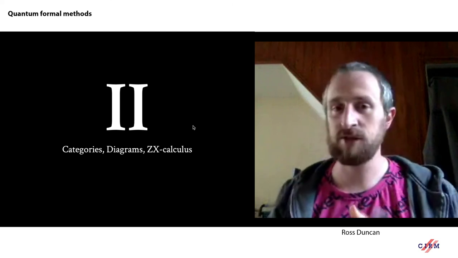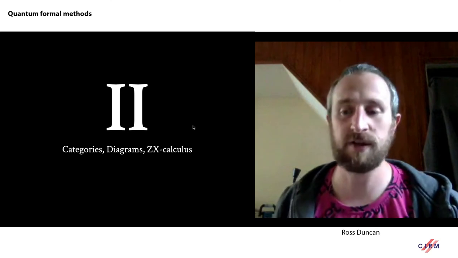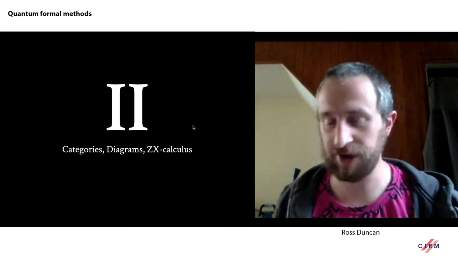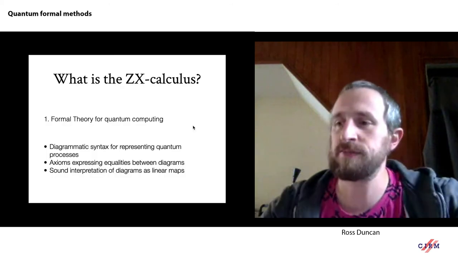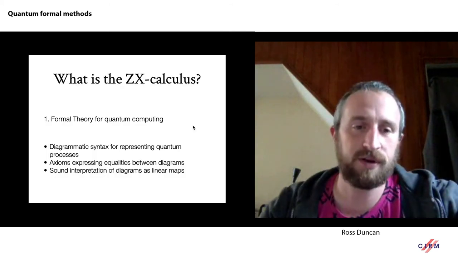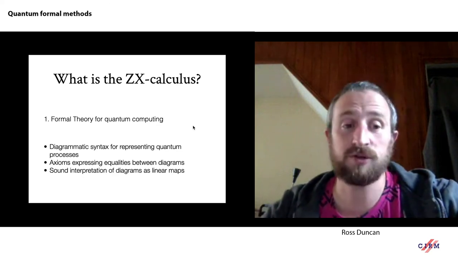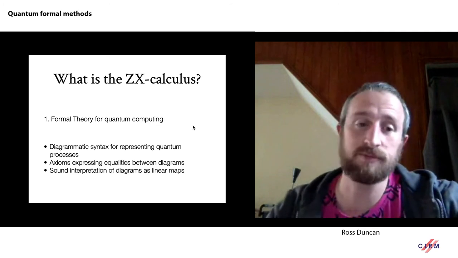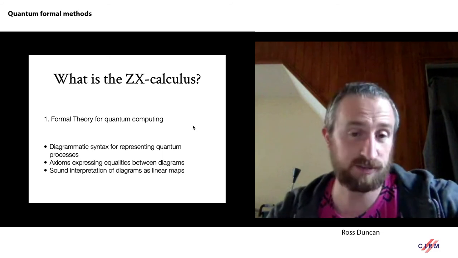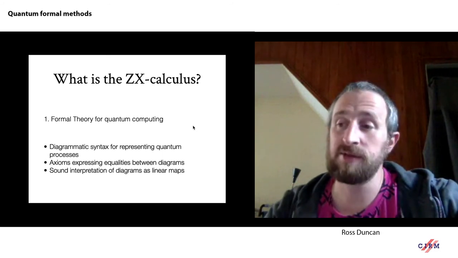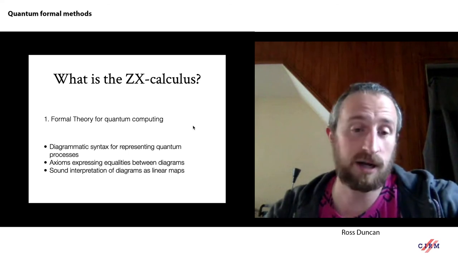So before we get into it too much, I want to start off at a very high level, giving some different perspectives on what it is before I actually tell you what it is. In the first instance, it's a formal theory of quantum computing, which means we've got a formal syntax, which is all diagrams. Every diagram represents a quantum process. I have axioms, which are expressed as equalities between diagrams. And every diagram has an interpretation as a linear map.